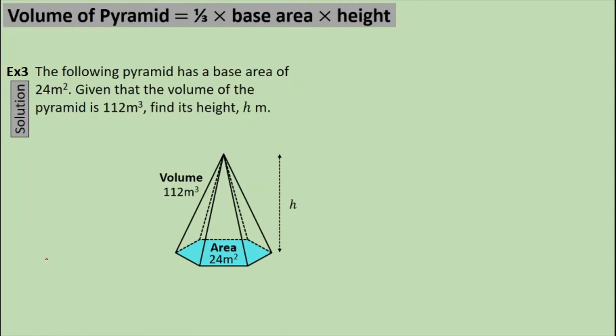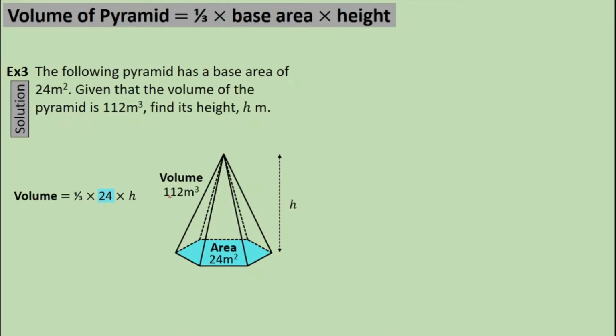Okay, now we're going to move on to finding a missing height given a volume and the base. So for this question, we know the volume is 112 meters cubed. We also know the base is 24 meters squared, and we want to know what is the height. Well, we're still going to use the same formula. The volume is 1/3 of the area times height. The area is 24, so I've put that in.